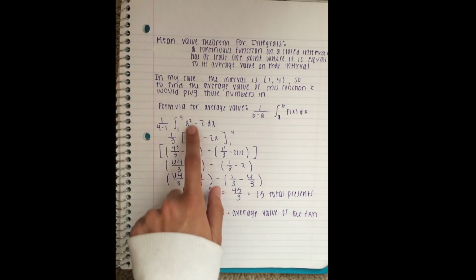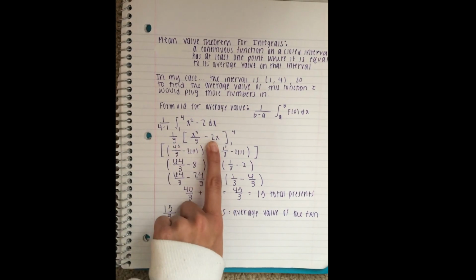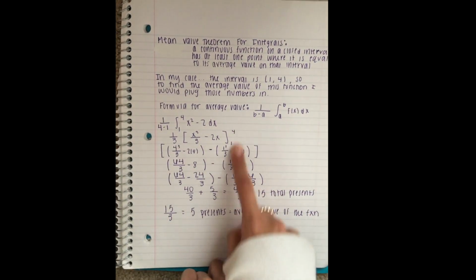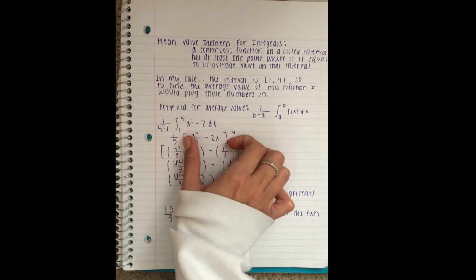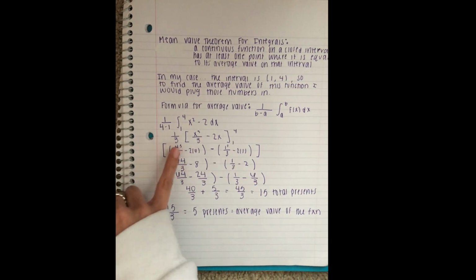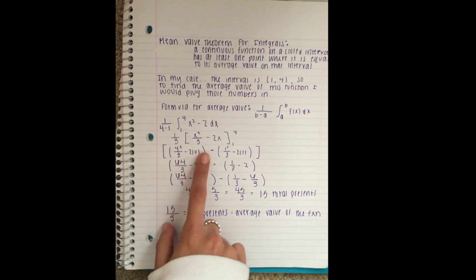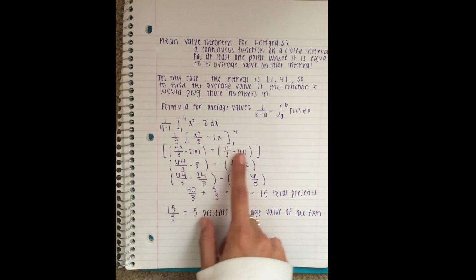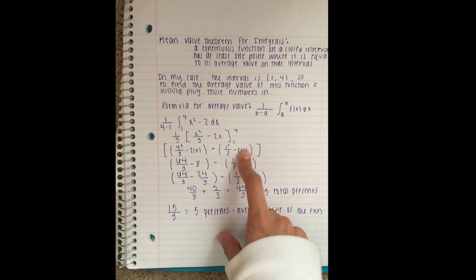And then once I integrate x squared minus 2, I get x to the third over 3 minus 2x, and that's from 1 to 4. So first, I want to find my total amount of presents that I was wrapping. So I will plug 4 in first, and I'll get 4 to the third over 3 minus 2 times 4. Minus, then I'll plug the 1 in, so I'll get 1 to the third over 3 minus 2 times 1.